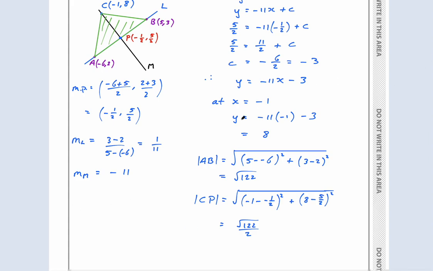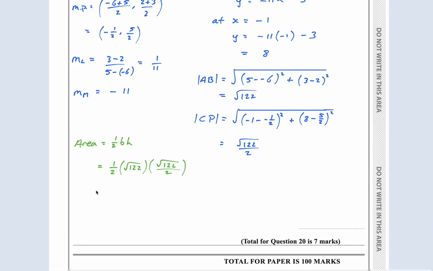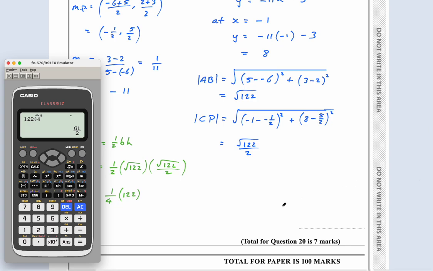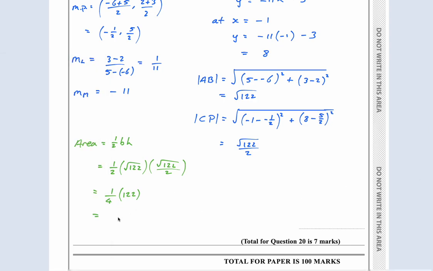Now the area, I'm going to write this bit in green so we're clear. Area is equal to a half base times height, which is a half root 122 times the height, which is root 122 over 2. Now when you multiply this out, we get a half times a half, which is a quarter, and root 122 times root 122 is 122. So you get a quarter of 122, or 122 divided by 4, which is 61 over 2, or 30.5, which is thankfully the correct answer.